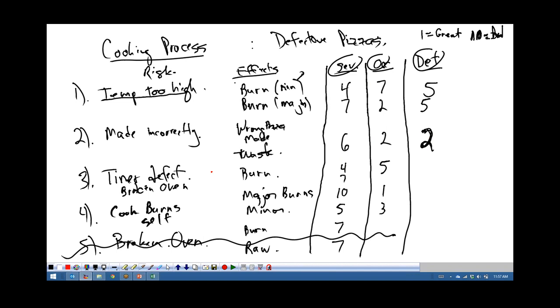Okay, let's say on this one, on the other hand, we don't have any preventive maintenance, and we don't really check the ovens, and there's nothing going on there. Our detection here might be like a 9 or a 10.